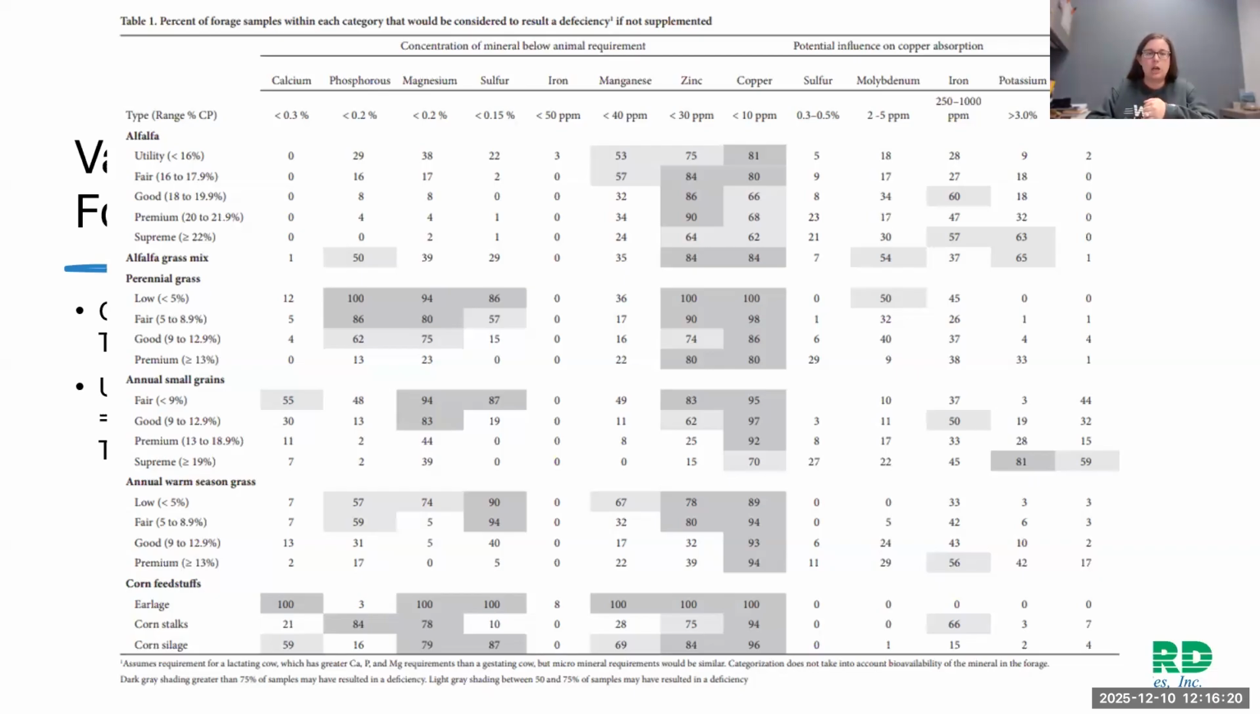But most forages are lacking in zinc and copper. So at a bare minimum, if you're not supplementing anything, a trace mineral salt with that zinc and copper is going to be key to make sure your animals are healthy and can produce wool and reproductive performance, all of that.